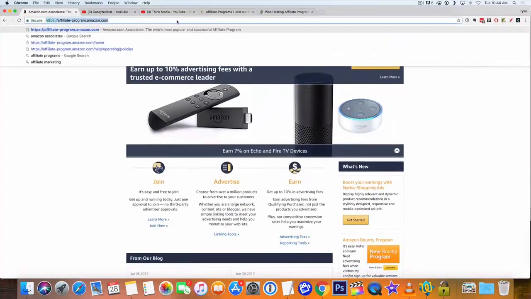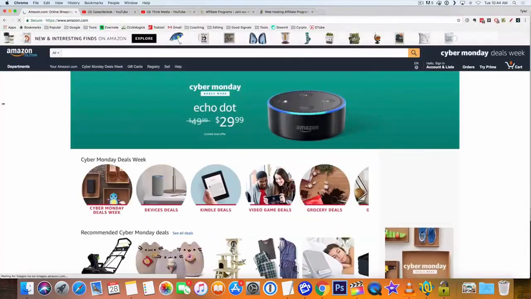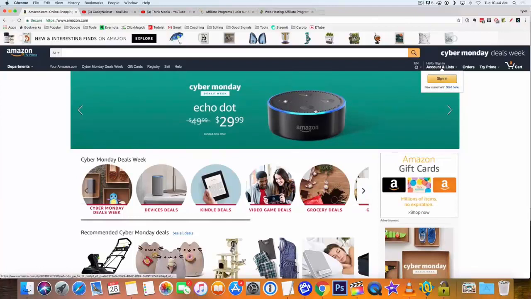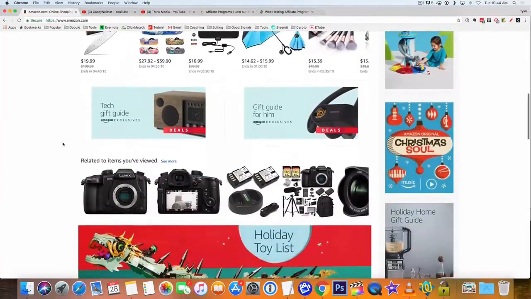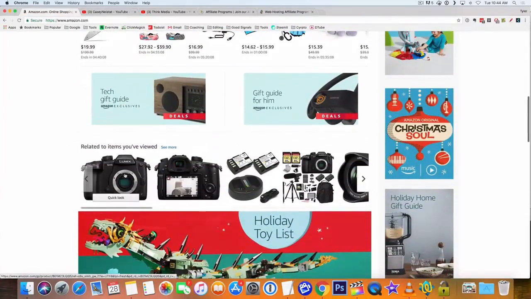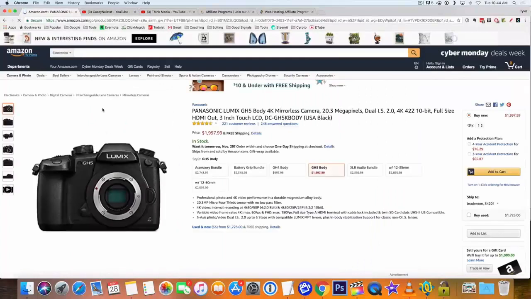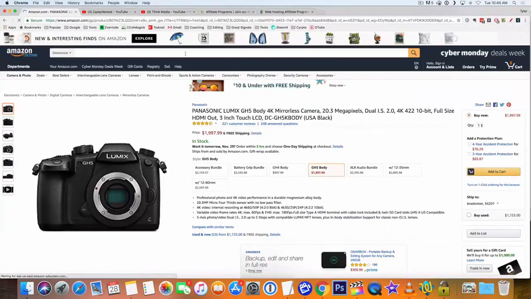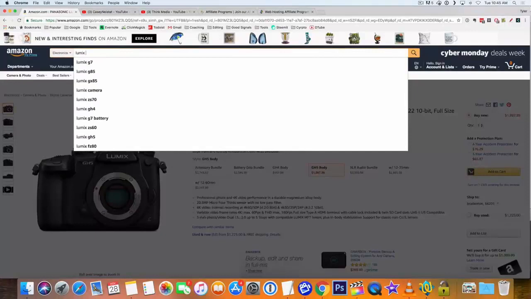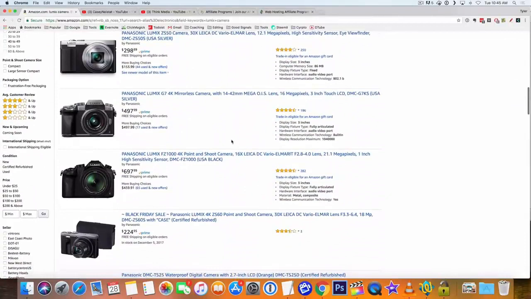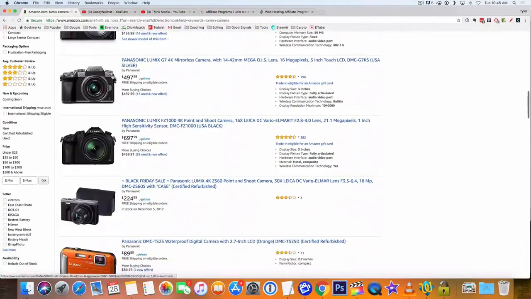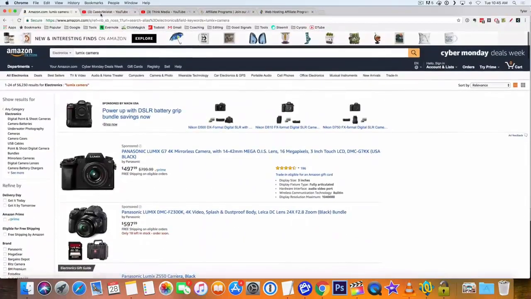You can just log in, sign up for free, and start promoting anything that you want inside of the Amazon marketplace. You just have to get creative about what it is that you enjoy, what you want to talk about, and what you want to drive people to. If you're into cameras, let's type in cameras. Any of these cameras right here, you can promote. You can promote all of these and get a percentage on them. I mean, look at these: $497, $697, $224.